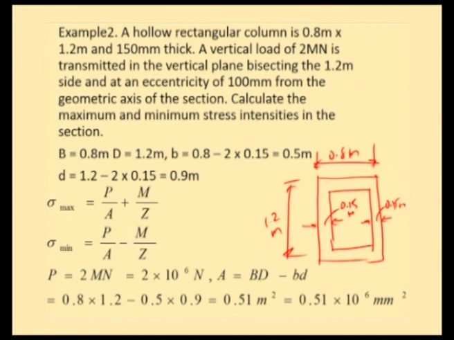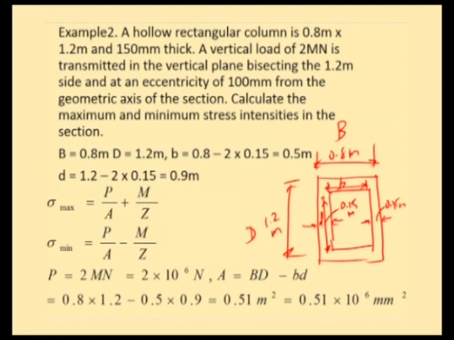We can keep this as capital B and this as capital D, and small b will be the inner dimension, and small d will be the inner dimension of the depth. So, capital B equal to 0.8 meters, capital D equal to 1.2 meters, and small b will be 0.8 minus 2 times the thickness of the wall of the hollow rectangular section. So, 0.8 minus 2 into 0.15, which will be 0.5 meters, and similarly small d will be the depth 1.2 meters minus 2 times the thickness 0.15.